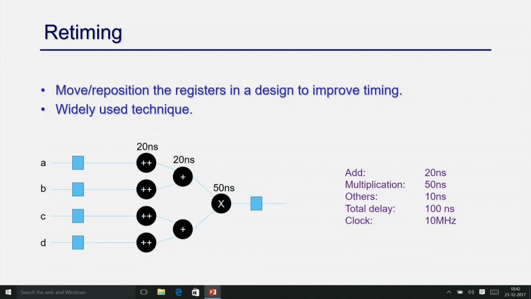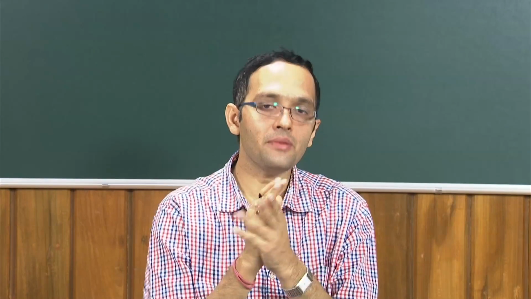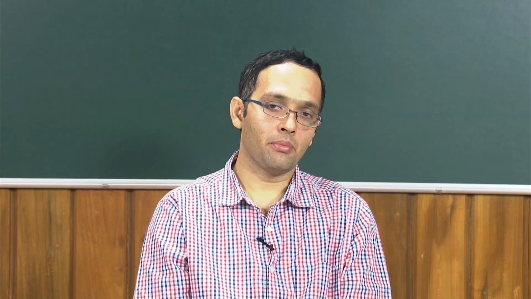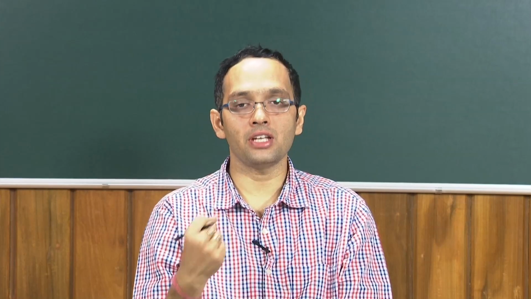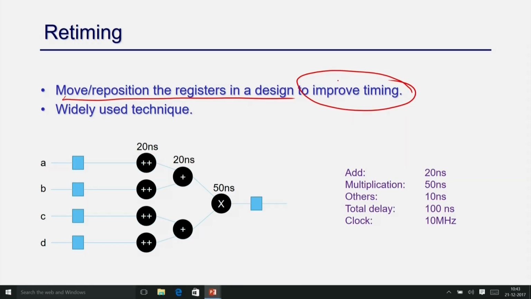So, what is retiming? It is basically moving your registers in your design without changing the functionality of your design. Okay. So, it just moves your registers in your design so that the combinational delay becomes less. But you have to keep in mind that you should not change the functionality of your design. So, it is basically moving or repositioning registers in a design to improve timing, right, without violating the functionality of the design. So, let us take an example here.